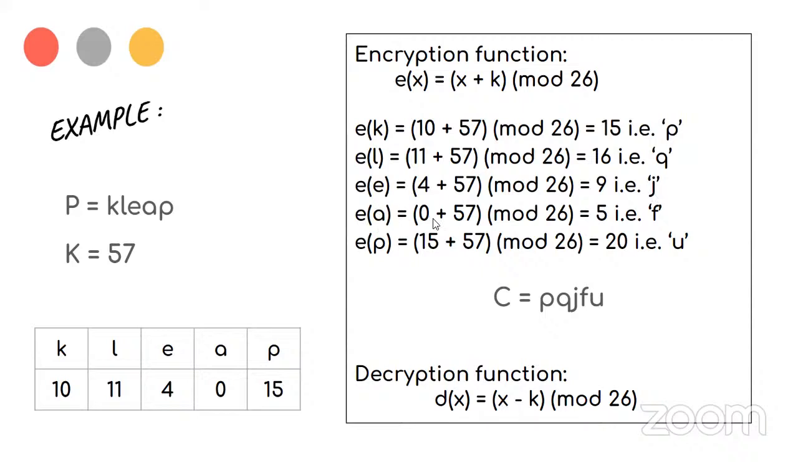Again for A, which is 0 plus 57 mod 26, which is equal to 5, and that gives us F. For P, it gives 15 plus 57 mod 26, which is equivalent to 20, which gives U. So here sleep is the plain text, and the cipher text is C equals PQJFU. We can use the same technique with the decryption function. We just need to subtract the key over here. So I believe it's clear to everyone.